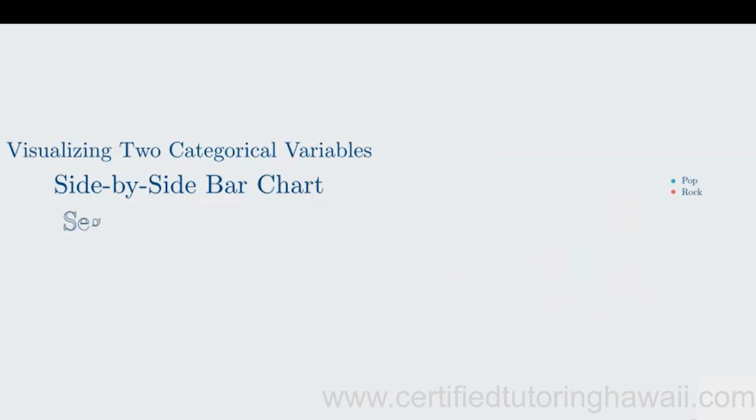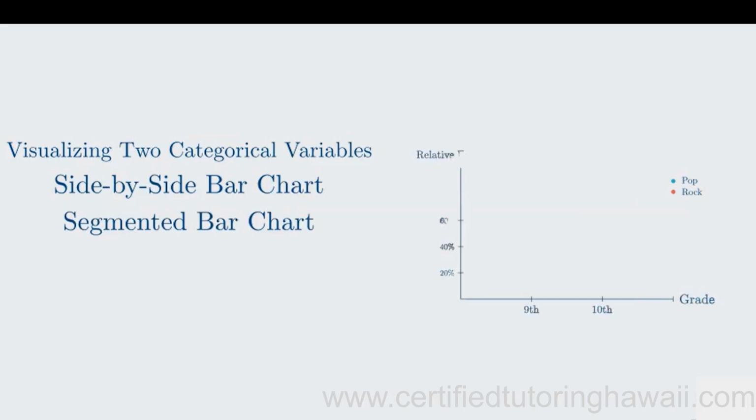Next is the segmented bar chart. Instead of putting bars side by side, we stack them into a single bar that represents 100% of that category. Because both bars are the same height, 100%, we can easily see the proportion of each music choice. Even if the number of 9th and 10th graders were different, these percentages allow for a fair comparison.